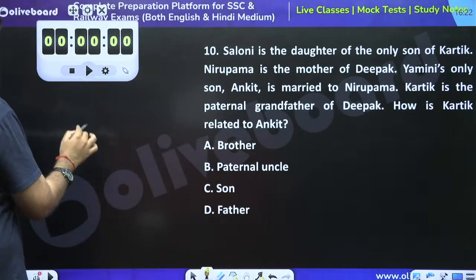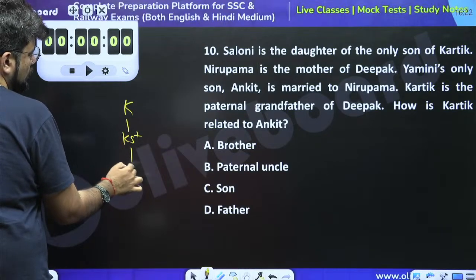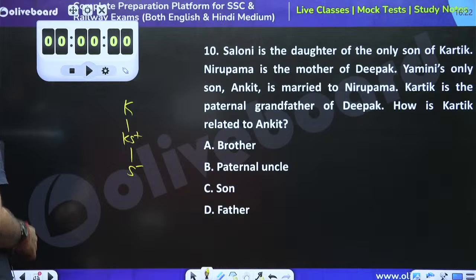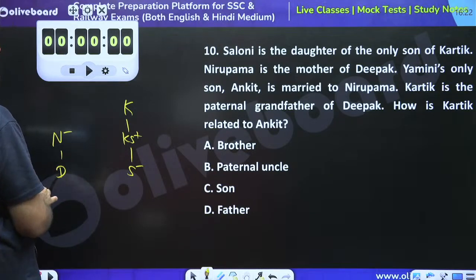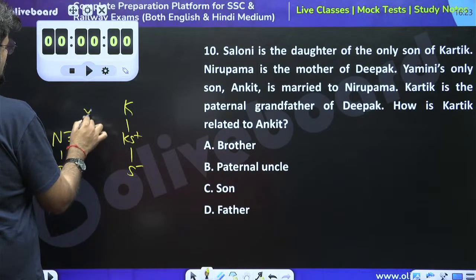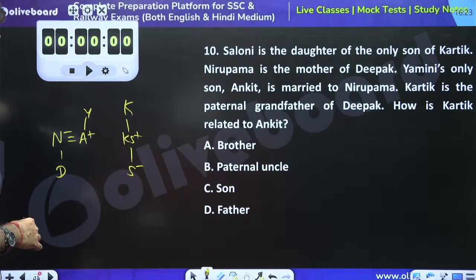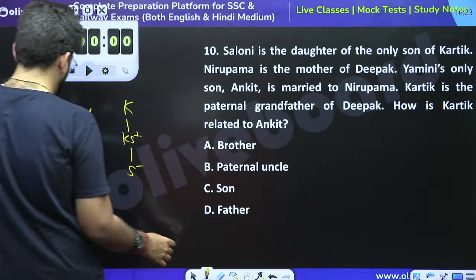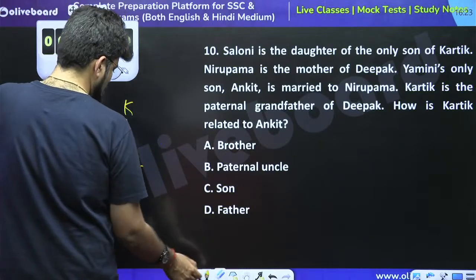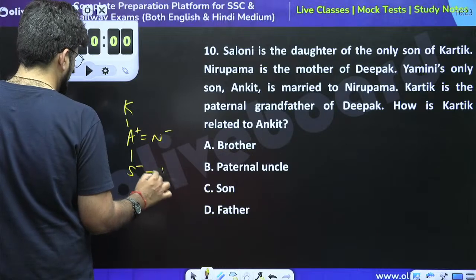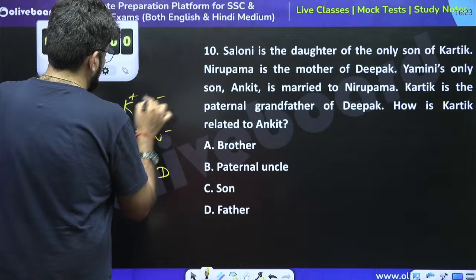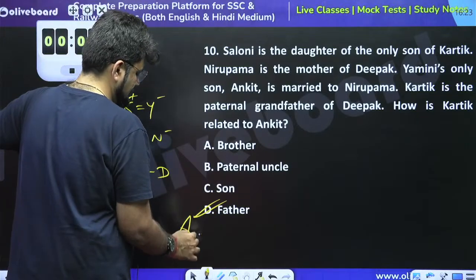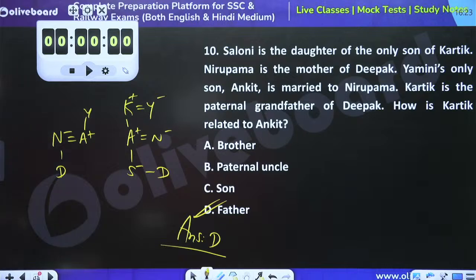Saloni is the daughter of the only son of Karthik. So, Karthik, only son of Karthik. Saloni is the daughter. Nirupama is the mother of Deepak. Yamini's only son Ankit is married to Nirupama. Karthik is the paternal grandfather of Deepak. So if we connect these two, can we call this Ankit, this Nirupama, Deepak will be here and the paternal grandfather is Karthik. Does it make sense? How is Karthik related to Ankit? Karthik related to Ankit, father? Option D is the right answer. Okay? Correct, very good.